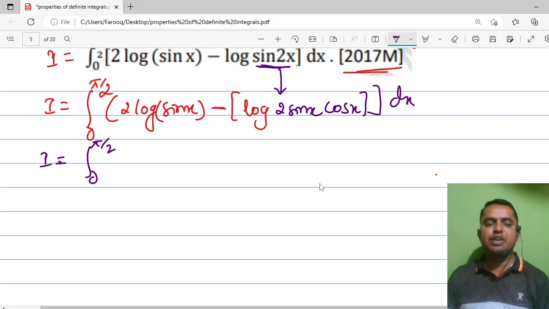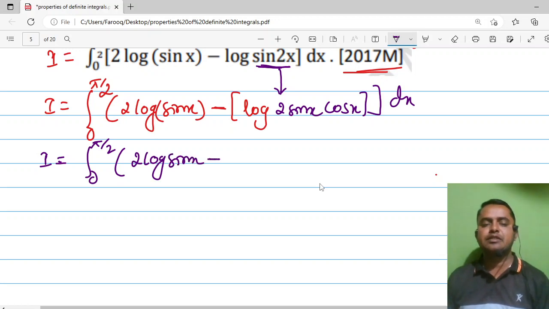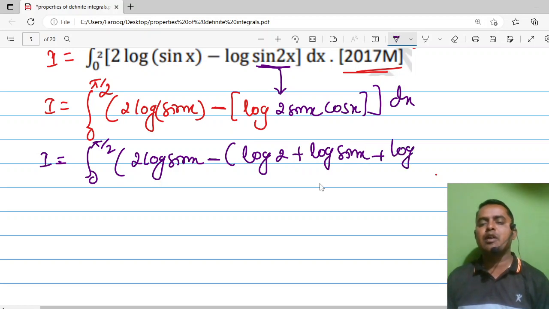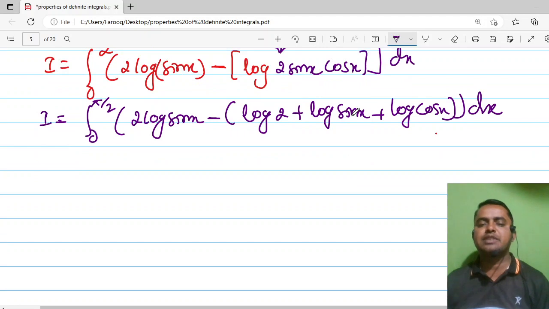I is equal to integration of 0 to pi by 2, this 2 log sin x as it is, minus log 2 plus log sin x plus log cos x, whole bracket dx. Look at here, this property has been applied: log m into n into p.